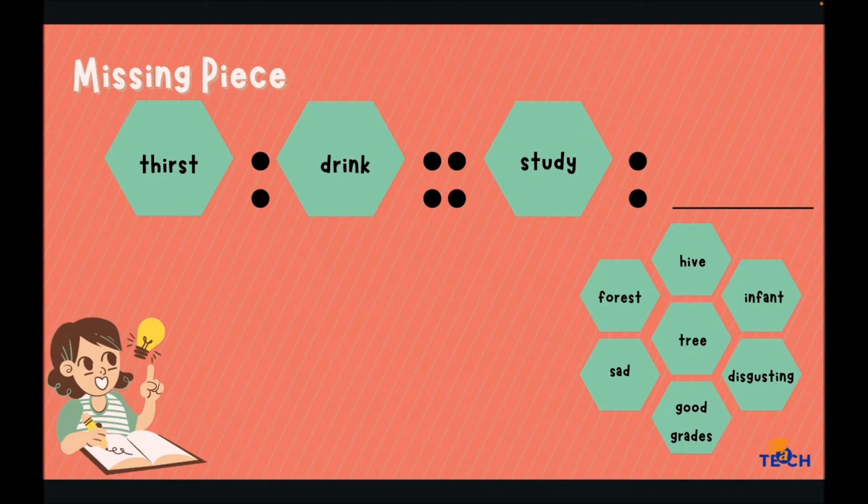Next, thirst is to drink, as study is to good grades. Next, student is to classroom, as leaf is to tree. And last item, fish is to sea, as a lion is to forest. So let us discuss the important points in the task that we have just answered.